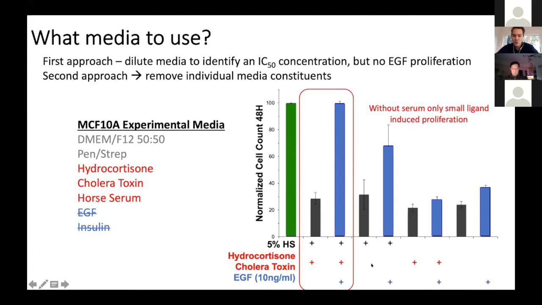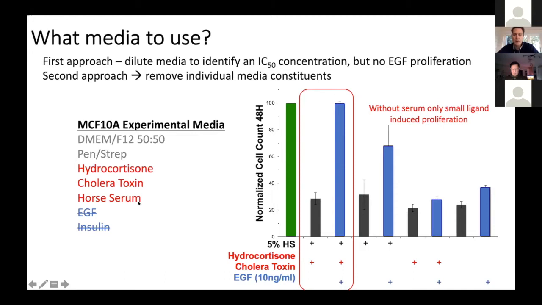If we removed the hydrocortisone and the cholera toxin, you do get some EGF proliferation, but the dynamic range is much reduced. Likewise, if we remove the horse serum but keep in the hydrocortisone and cholera toxin, we get very little EGF-induced proliferation, as well as when we remove both the horse serum and the cholera toxin.